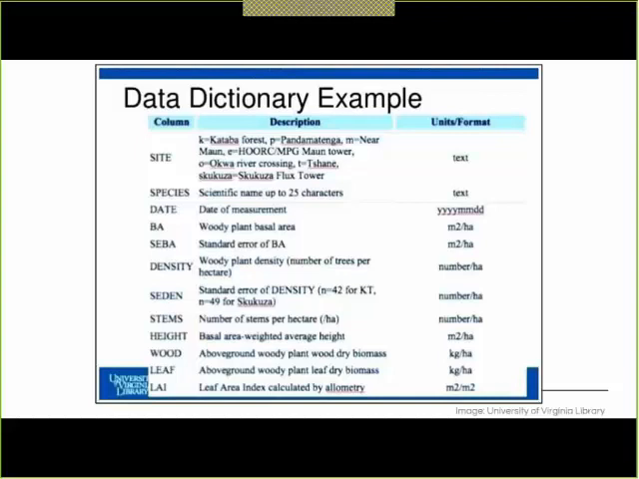Here's an example from UVA of one metadata entry about trees that explains some of the columns of the metadata fields and what might go in them. So it's got codes for your site, K equals Catawba Forest, and a bunch of others. Your species field will have a scientific name. They're specific that they want the scientific name up to a certain number of characters. Dates, things I don't understand. But the point is that the people who are working with this data set understand these, have trained their group, are working with their group, and they would know what to do with all of these things. And then the units and format in that column on the right, how is this data going to be recorded? Is it going to be plain text? Is it going to be a date format, a number, et cetera?